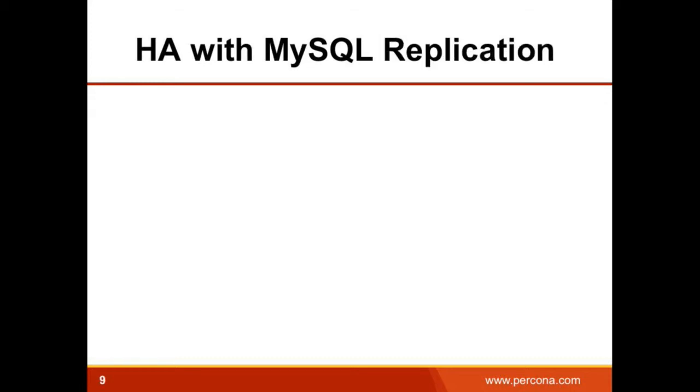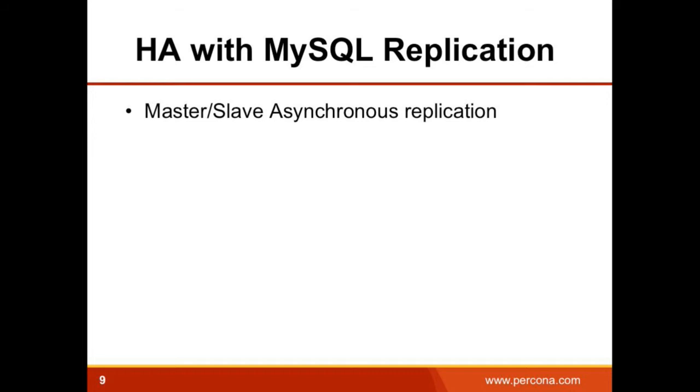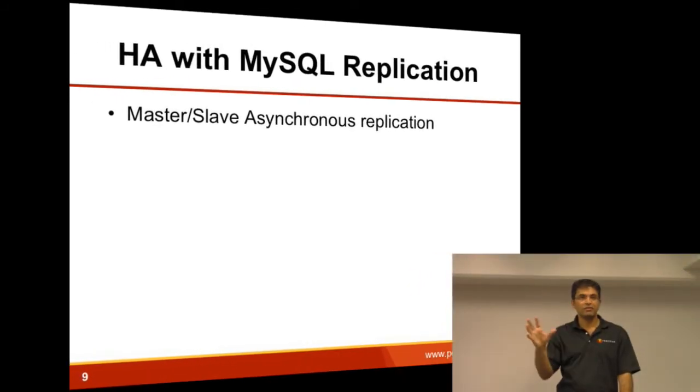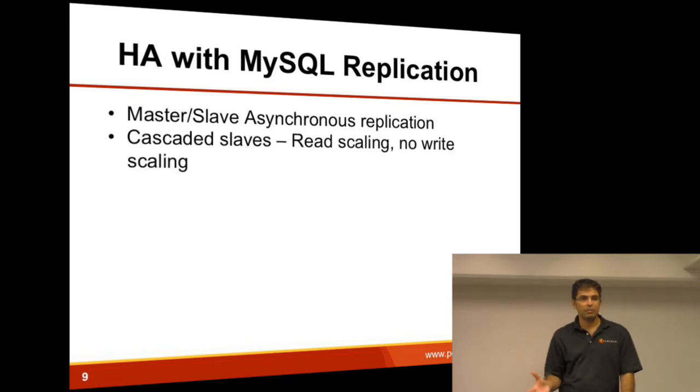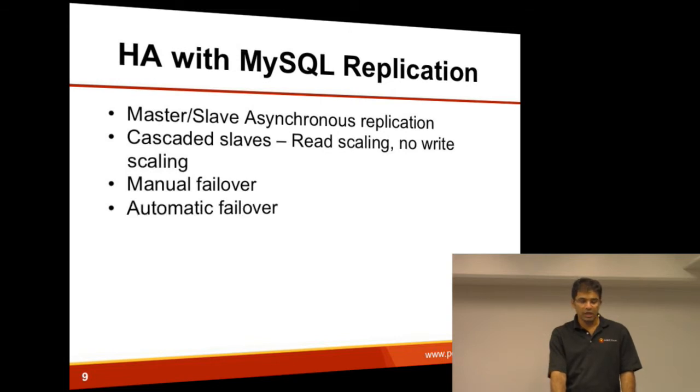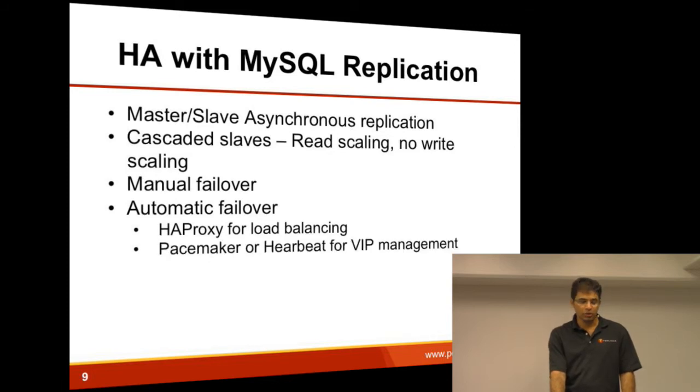The other option is your traditional HA with MySQL replication. I work for Percona, and these guys have done MySQL for quite some time, and for a lot of cases this sometimes just simply works. This is your typical master-slave asynchronous replication, in which you only write to the master, and then after some time a different process replicates it to the slave. It's very good, and you can do cascaded slaves to get great read scaling. Obviously, there's no write scaling with this. You can do either manual or automatic failover, and you need to use HAProxy for load balancing, or Pacemaker or Heartbeat for VIP management.